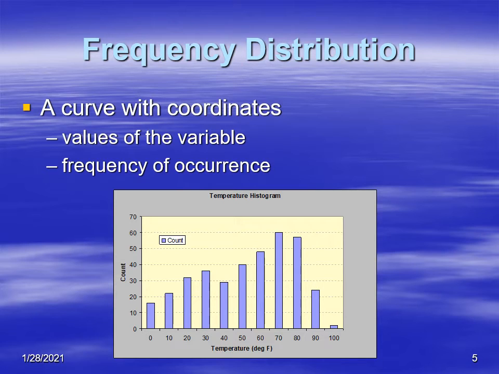Here's an example that we did in lab number 1, where we counted the number of days that certain temperatures occurred each year. We had bins of 10 degrees Fahrenheit, and that's what we have along the bottom. It shows the temperature in degrees Fahrenheit, and along the side it shows the count, or the number of times that those temperatures occurred. So this produces a curve with values of the variable and also frequencies of occurrence. In other words, the number of times things happened.